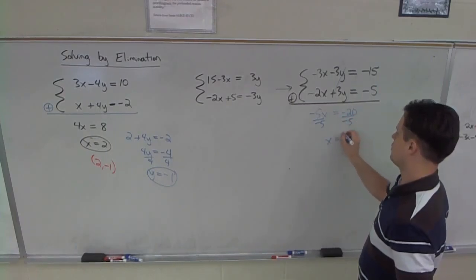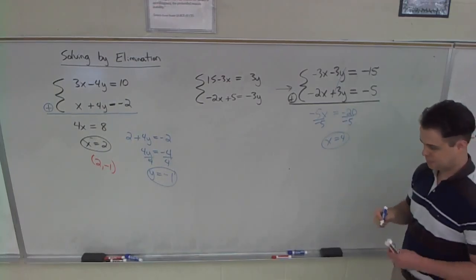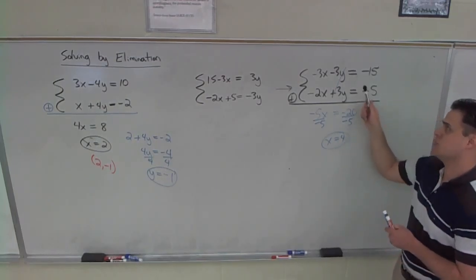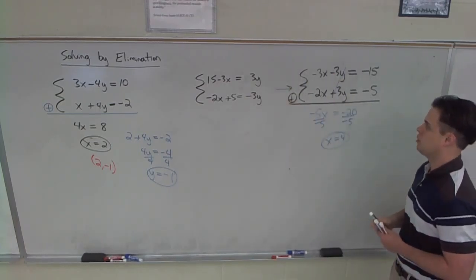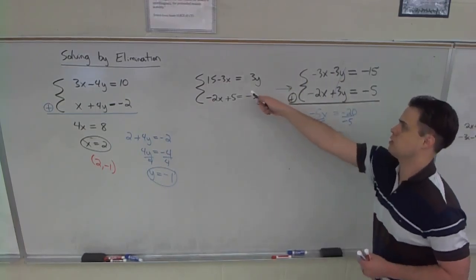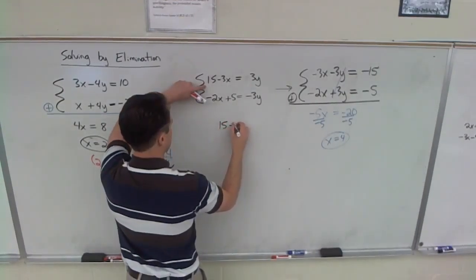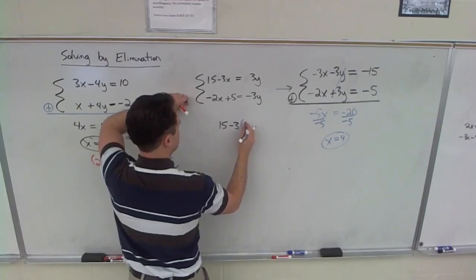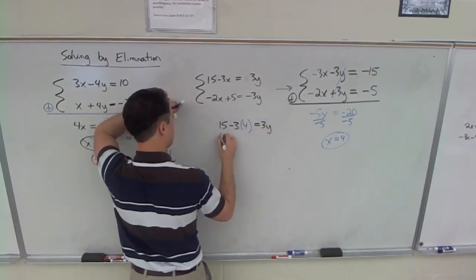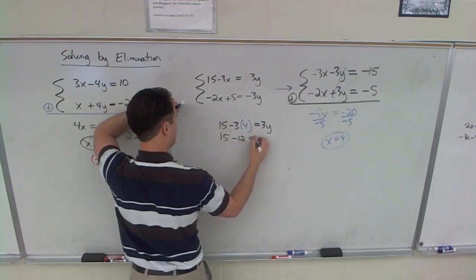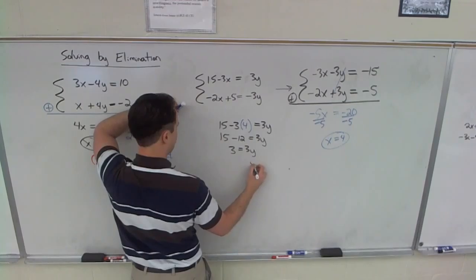You get 4. I'm of course not done because that's not a coordinate pair. So I can take that and plug it in. I can plug it in any one of these that I want to. I don't know, I'll just plug it into this one over here. So I'll plug it in up here. So 15 minus 3, x was 4, is 3y. 15 minus 12 is 3. Oh, nice. This one came out very nicely.